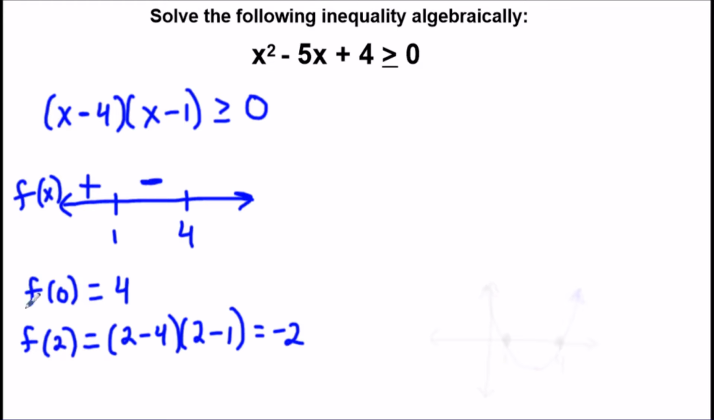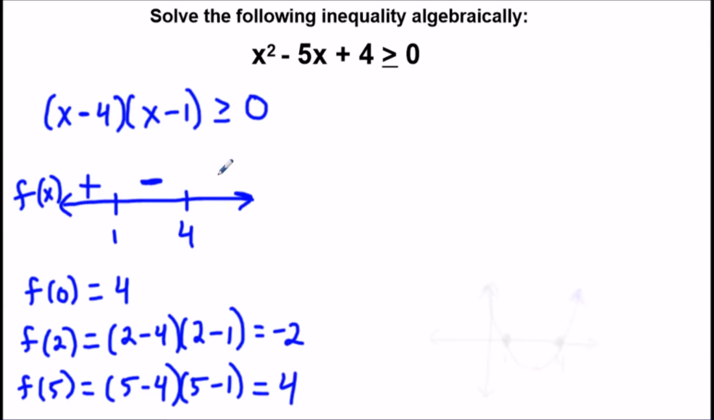For the last interval, x values greater than 4, a number I could pick is x equals 5. I'm going to plug it into the factored form of the expression on the left. I'll get 5 minus 4 times 5 minus 1, which is equal to 4. But once again, I'm only interested in the sign of this output number, and the sign is positive.